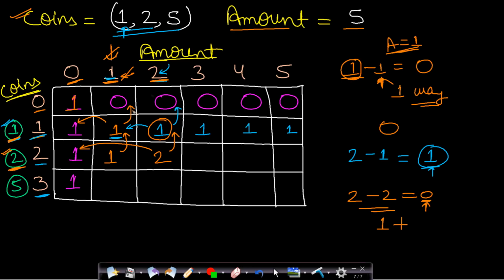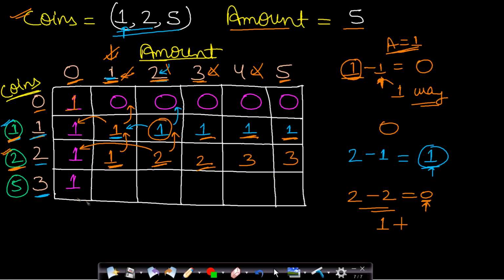Okay. So similarly, if you can see this for 3, you will have to add this one with this one, it will be 2. For this 4, you will have to add this one with this 2 and it will be equal to 3. Now for this 5, you will have to add this one with this 2 and it will be equal to 3. So I hope you understood how we did it.